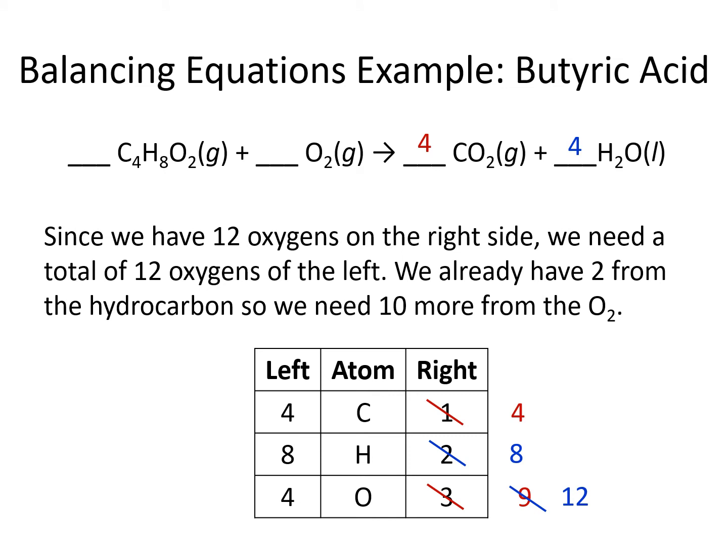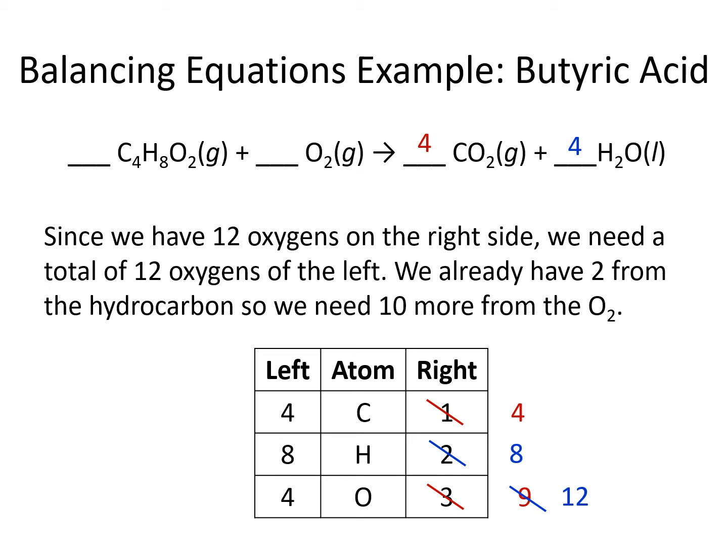Since we have 12 oxygens on the right, we need to have 12 oxygens on the left, but they're not all going to be from the O2 molecule. Some of them will be coming from the hydrocarbon. We're going to assume that we're going to keep the understood coefficient of 1 in front of the hydrocarbon, because if we were to change that, then the 4 in front of the CO2 and the 4 in front of the water would also have to change. If we keep the hydrocarbon's coefficient as a 1, that means 2 of our oxygens are coming from the hydrocarbon. 12 minus 2 is 10, so 10 oxygens must be coming from the O2 molecule.